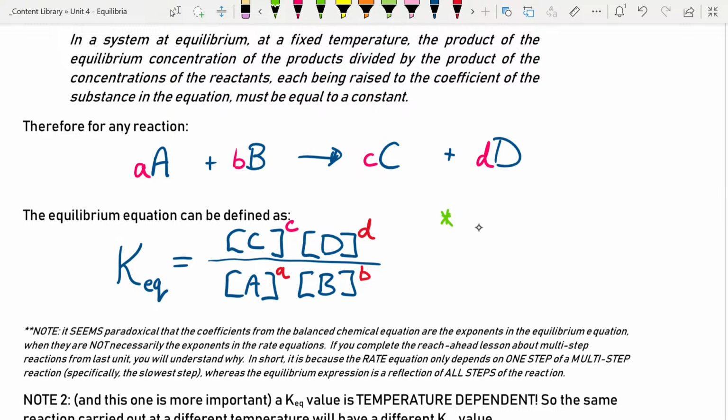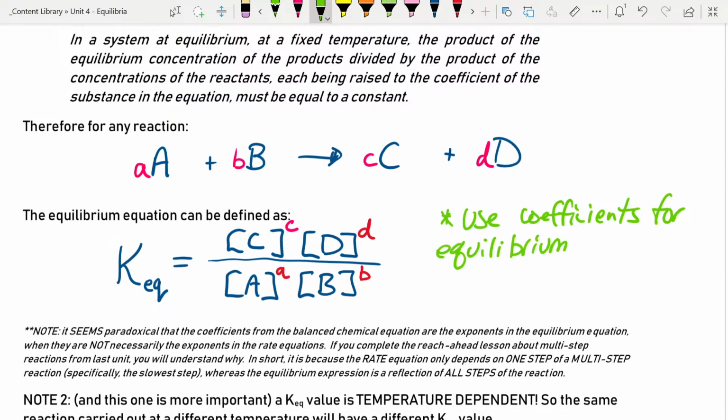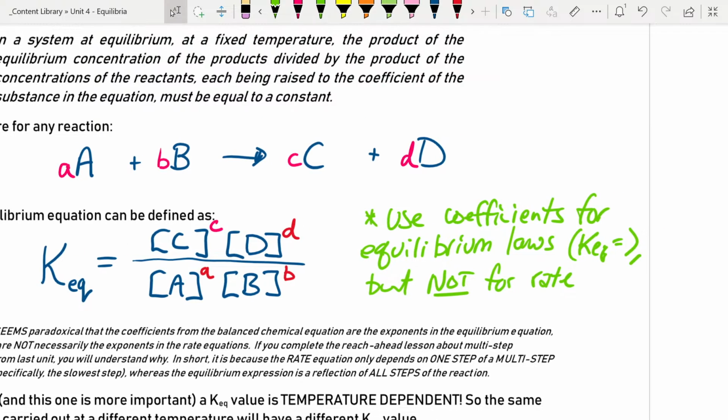So now, let's just say this. Use coefficients for equilibrium laws, K_EQ equals, but not for rate laws. That's important because, again, for rate laws, you can't assume that early on all the reactions are happening at the same speed. In fact, we know they don't. There will be a slow part of the reaction. That will be what determines the rate. But at equilibrium, every part's the slow part. So now you include them all. So you can only use the coefficients for rate laws at equilibrium.